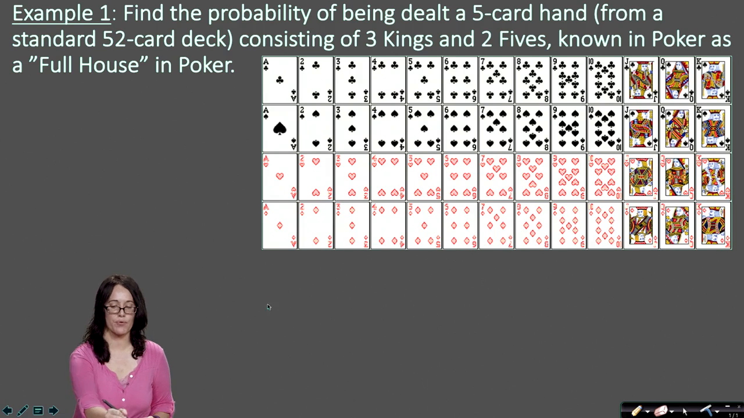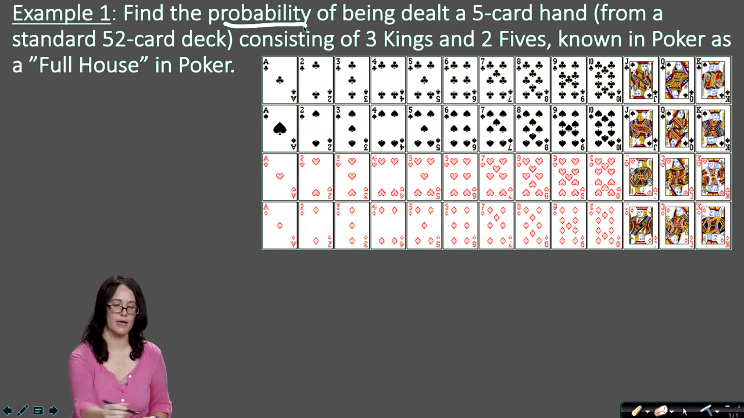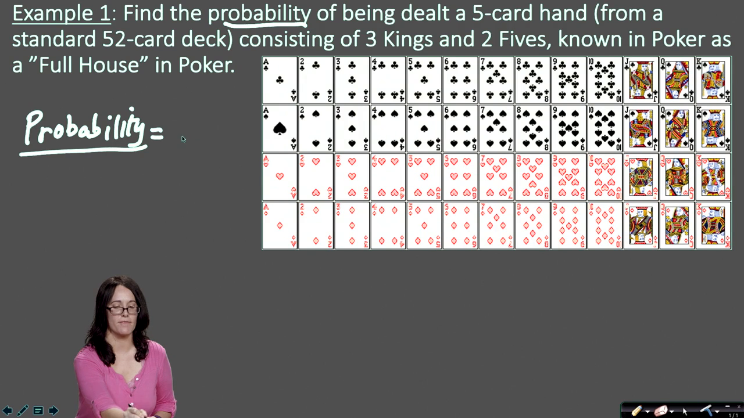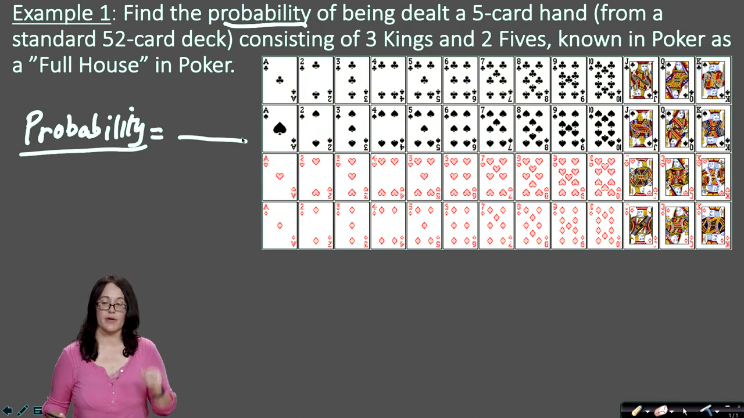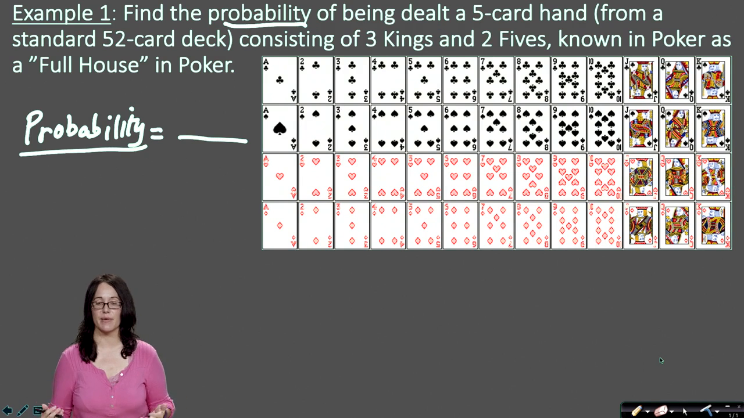As soon as you're talking about probability, you should be thinking of a fraction, right? So we're trying to find this probability, and to do that, we need to form a fraction. So what do we put on top? Well, the number of ways that we could select the desired outcome. The desired outcome is from the kings, I would like to select 3. So how many ways could I select 3 kings out of my total number of kings?